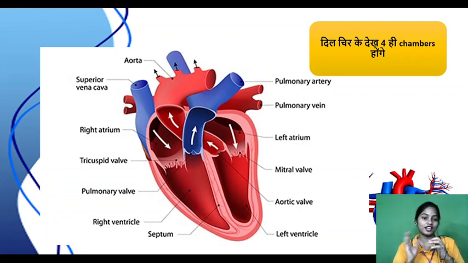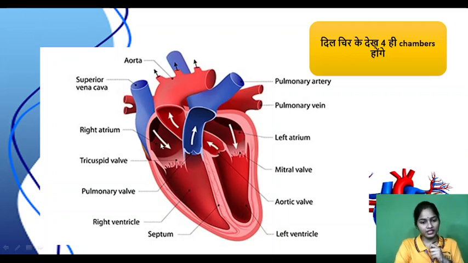Because in our heart we have 4 chambers, right? In the human heart we have 4 chambers. You can see this one is a chamber, these 2 upper chambers, these 2 lower chambers. Upper chambers are called atria and lower chambers are called ventricles.